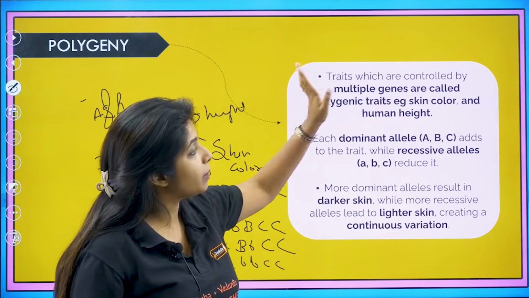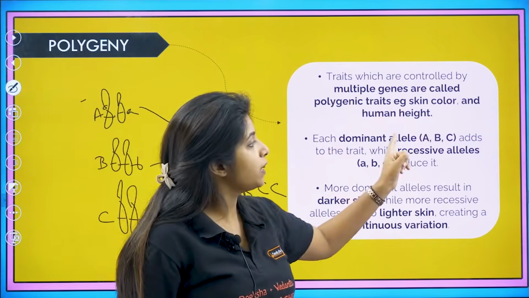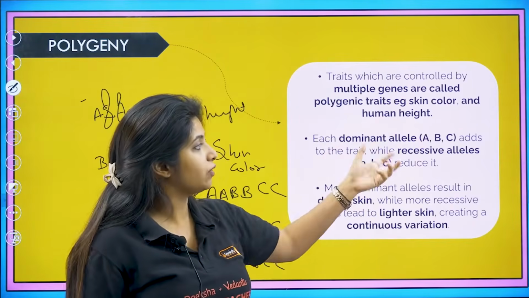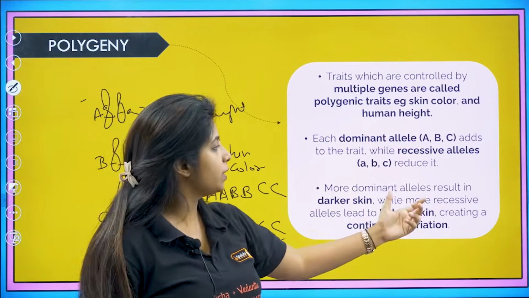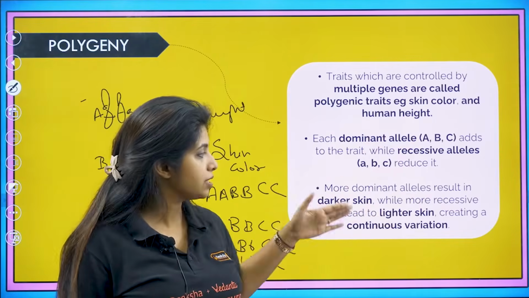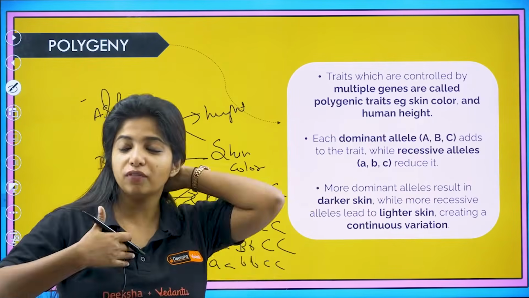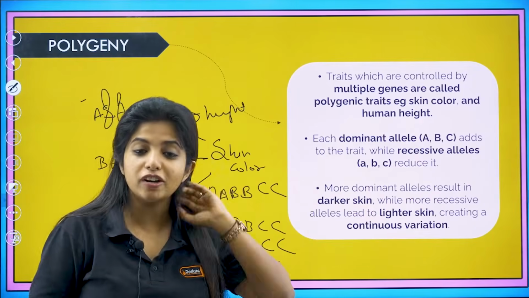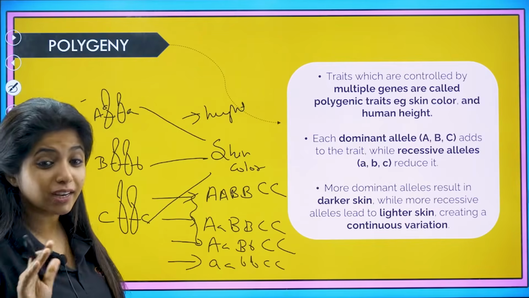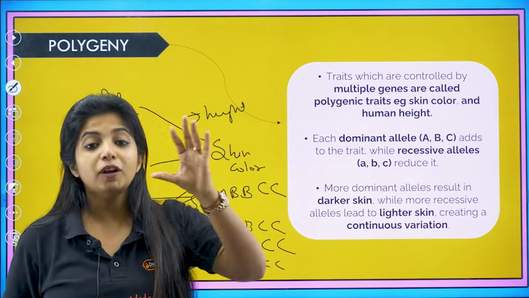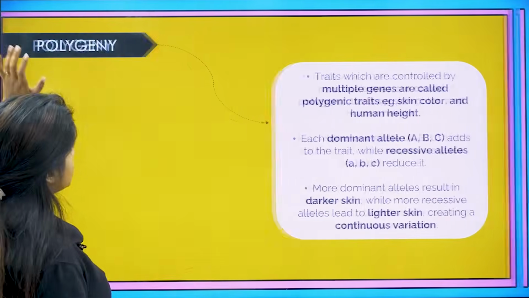So traits which are controlled by multiple genes are known as polygenic traits. Example, skin color and human height. Each dominant allele, capital A, B, C, adds to the trait, while recessive allele reduces it. Okay, it reduces the whole thing. Now, more dominant alleles result in darker skin, while more recessive alleles lead to what? Lighter skin. Which is why we have so much variation. Okay, why we have so much difference in our skin tones, my dear children? Because multiple genes are being associated. So, polygeny is polygeny. Do not get confused with pleiotropy and polygyny. Polygeny means multiple genes. Poly means multiple. Gene means, you know, right? Multiple genes are responsible for one character.